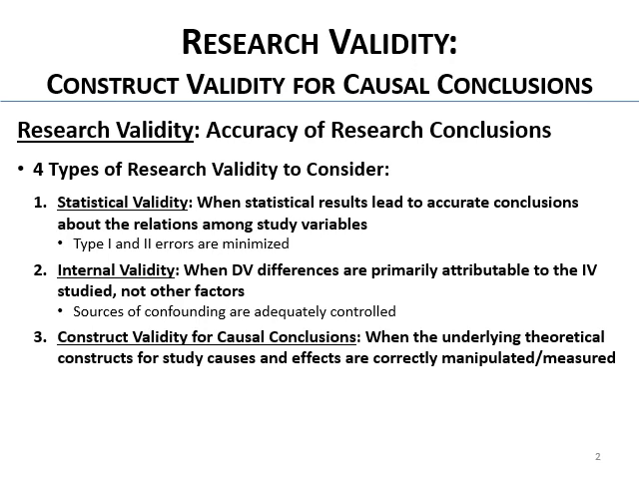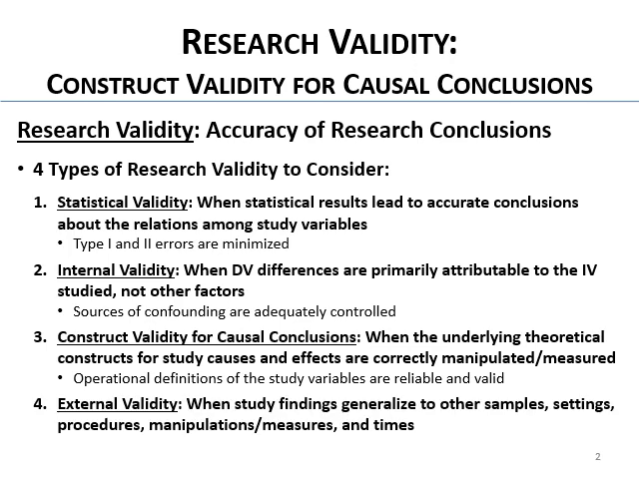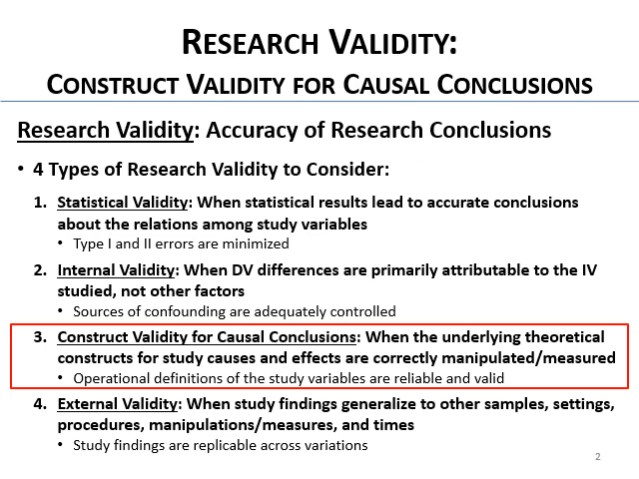This week, we're going to talk about construct validity for causal conclusions, and that is when the underlying theoretical constructs for the study causes, that is your IV, and effects, your DV, are correctly manipulated or measured. And so the key there, at least one of the big keys, is that your operational definitions of your study variables are reliable and valid. Next week, we'll talk about external validity. So this week, construct validity for causal conclusions. Let's do this.